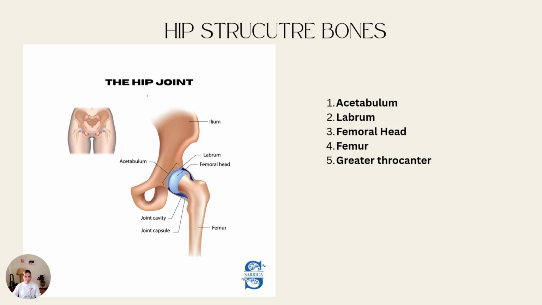All right, we're moving on to the greater trochanter, which is this part, and it's essentially a pulley system. It basically increases the moment arm, and the moment arm is the same as a lever.